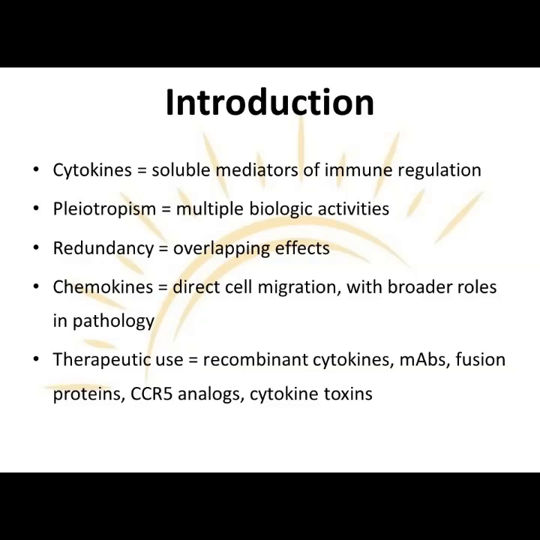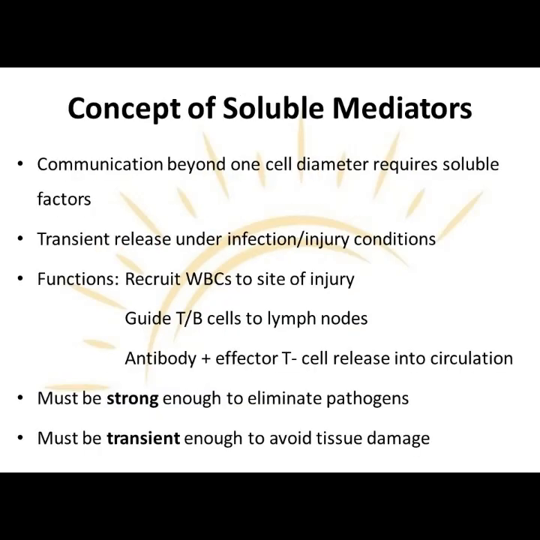Chemokines direct cell migration, with broader roles in pathology. Their therapeutic uses include recombinant cytokines, inhibitory monoclonal antibodies, fusion proteins, topical immunomodulators, CCR5 analogs, and cytokine toxins.